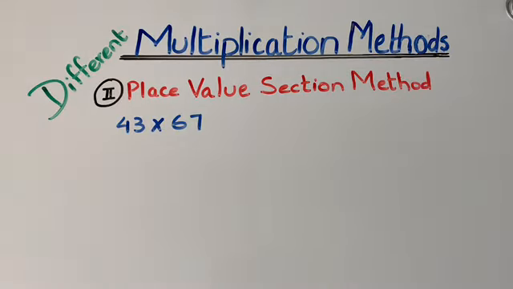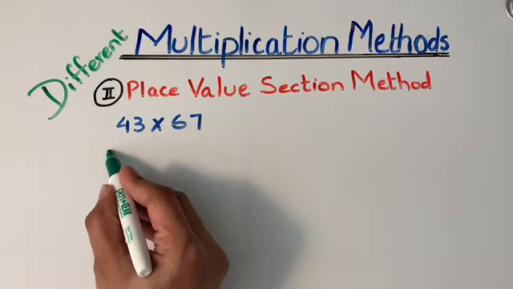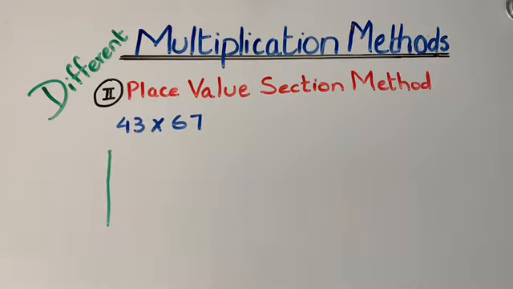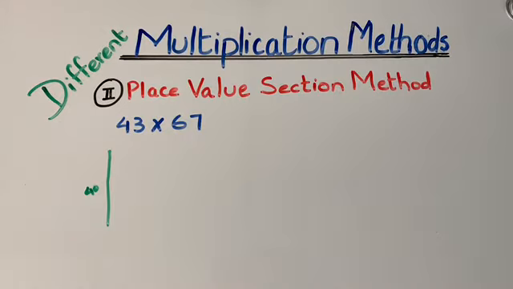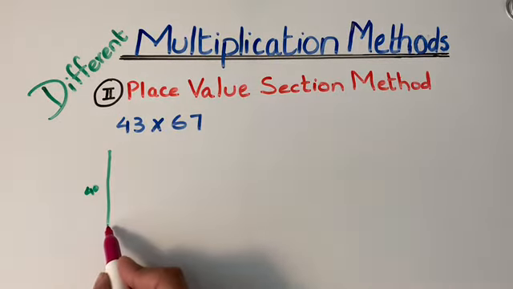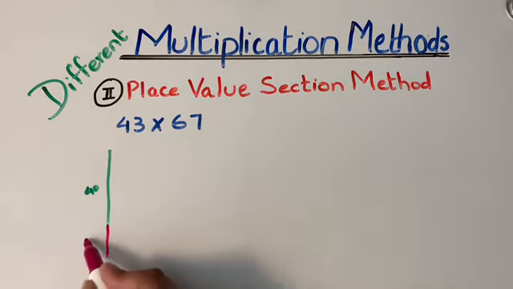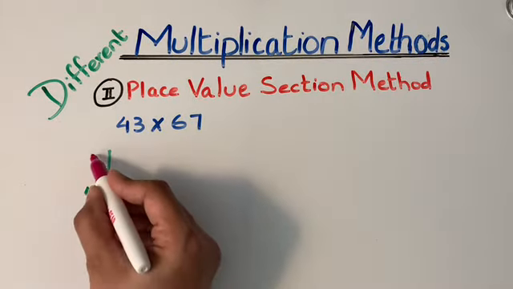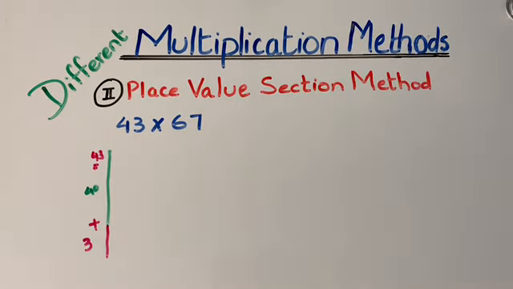In this number, in 43, we have 4 tens and 3 ones. So I'm going to start from here. This line is representing 4 tens, means 40. And then we have 3 ones. So this part is representing 3. So 40 plus 3 is 43. So this line is representing 43.